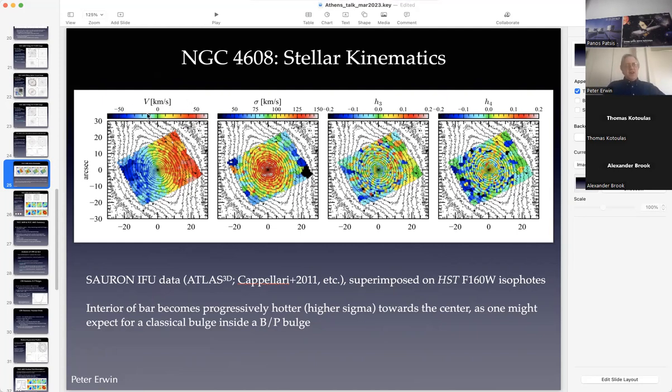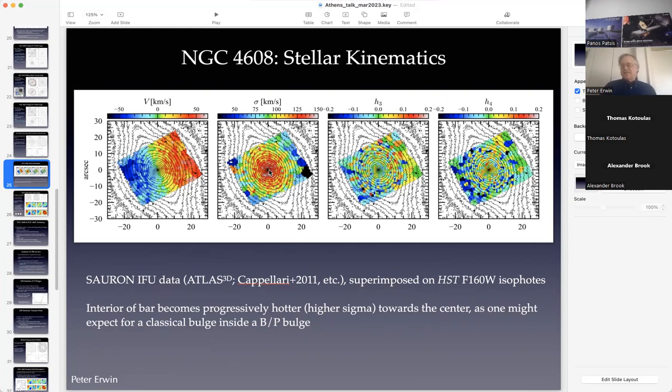So we have the stellar velocity, we have the velocity dispersion, the sort of overall random motion, and then we have the H3 and H4 Gauss-Hermite moments. These basically tell you H3 is the skew, which tells you how the line of sight velocity distribution deviates in a non-axisymmetric way, and H4 is the kurtosis, which tells you about symmetric deviations. And the main thing that I want to point out here is that as you go in towards the center, when you get to the region where we think there is a classical bulge, there's not a lot of rotation. But the velocity dispersion keeps getting higher and higher.